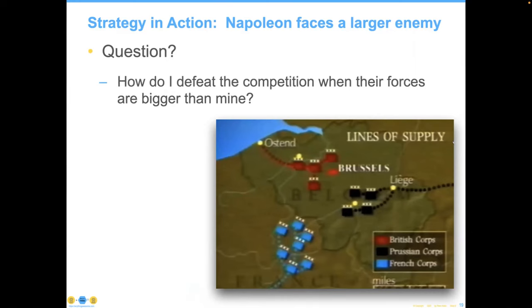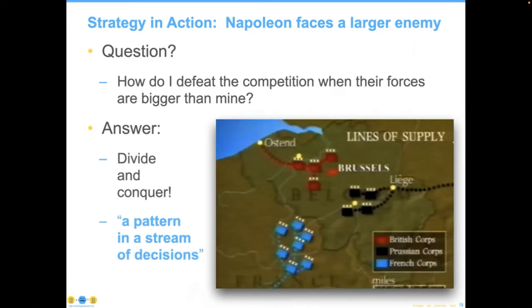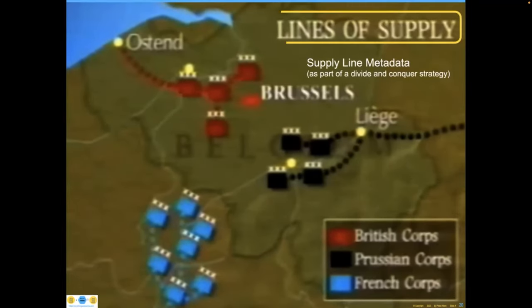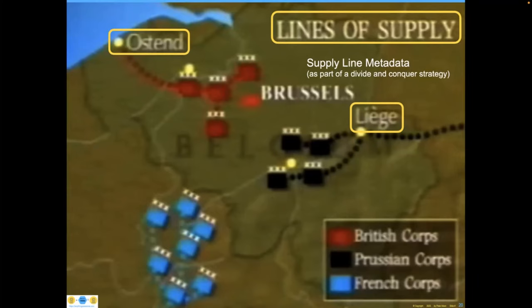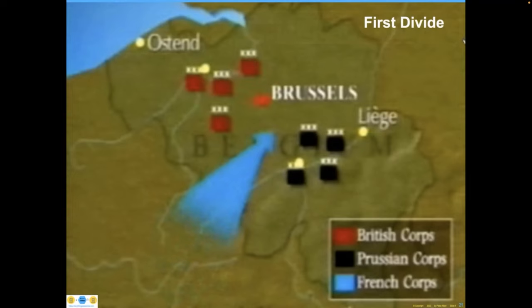Let's take a third example of strategy just very briefly. How do I defeat the competition when their forces are bigger than mine? And the answer, of course, is divide and conquer. That is, again, our pattern in a stream of decisions. So I'm showing you here lines of supply that, in this case, the British are shown in red, and they are supplied out of Ostend that I've circled in the upper left-hand corner of your screen. And also facing blue, the Napoleon in blue, is the Prussian troops, and they are supplied out of Liege.